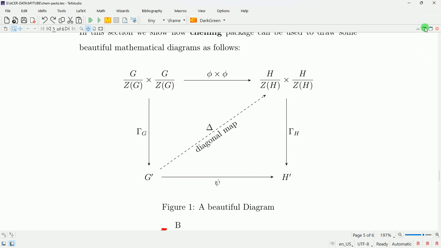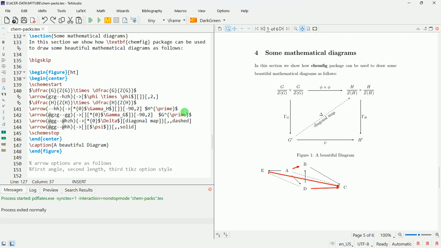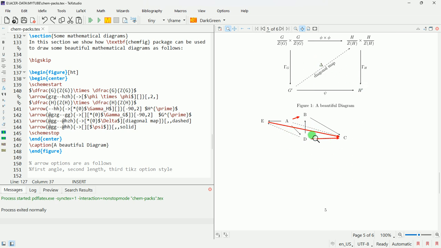But no calculation, no assessment is required. Very simple diagram. So what you have to do is write it between scheme start and this. By the way, this begin center and end center is just for centering. Even if I don't write all this, no problem. This begin figure and end figure I have written only to give a number to this figure and a caption for this figure. You can remove them if you don't want any caption. For example, in this diagram, no caption is there.